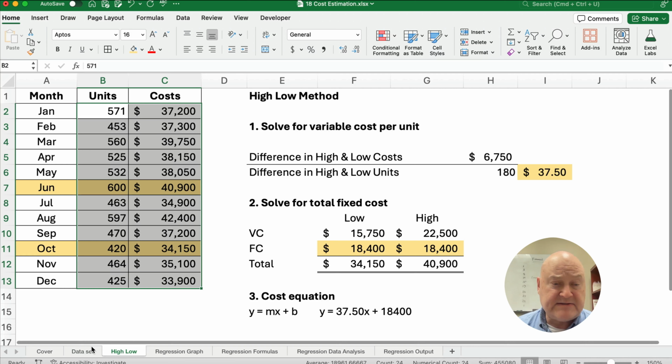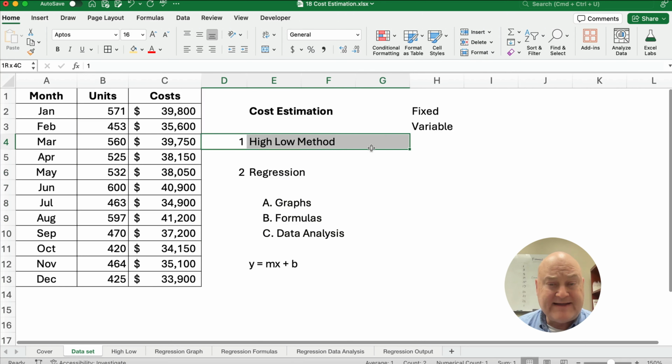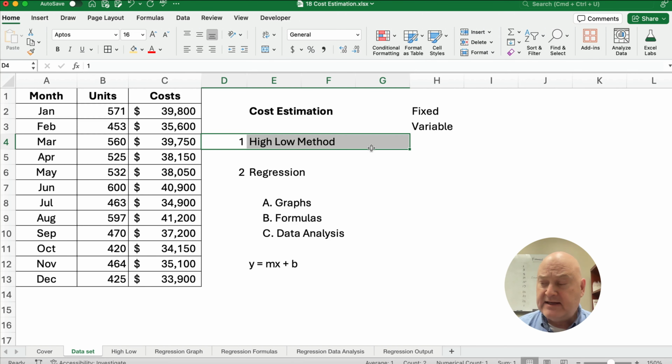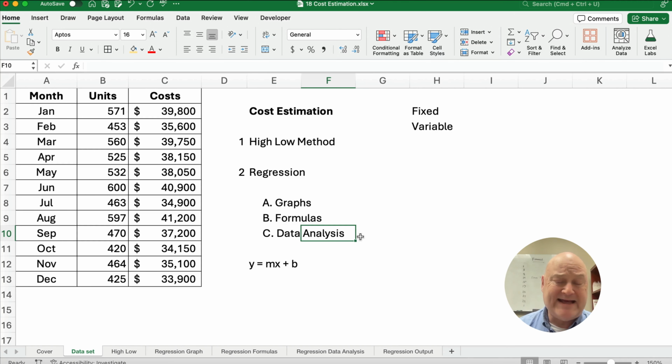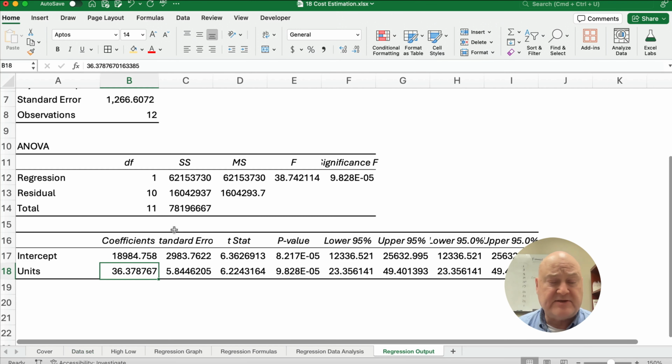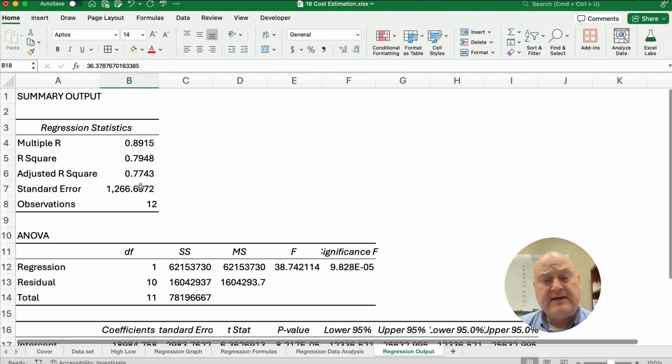So what happens is we did the high-low method. It's easy, but it doesn't give us a good measure of how good our estimate is. But we can do regression really three different ways. We can do it with a graph, we can do it with formulas, and we can use the data analysis toolpack where we can actually get all this regression output. It just depends on what you need. You can show this as a graph, show this as a formula, or show this as complete analysis.